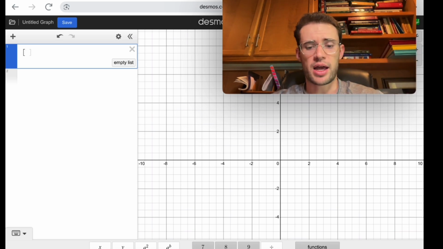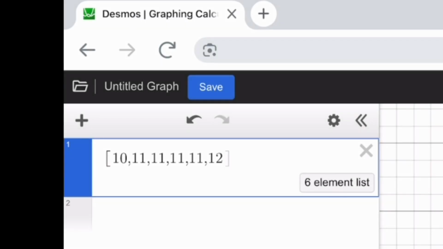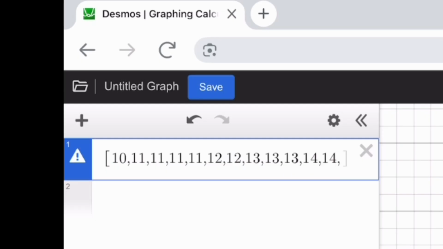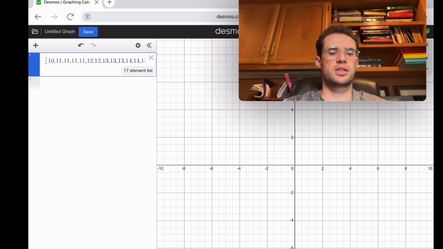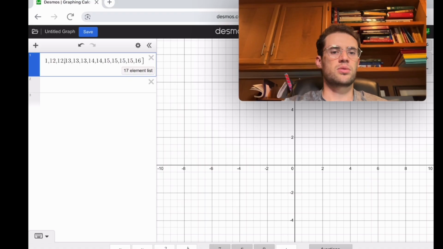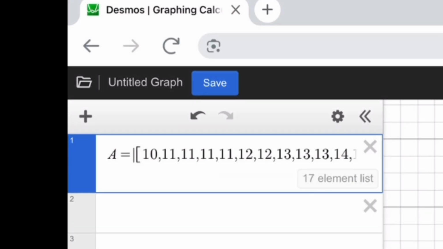So for that first dot plot, it had 1 10, and then it had 4 11s, and then it had 2 12s. So you'd write 12, comma, 12, and then it had 3 13s, and then it had 2 14s, and then it had 4 15s, and then it had 1 16. All right, so that's the 17 element list. And now you could set this equal to something. So say we want to say this is list A. So we could say A is equal to this.